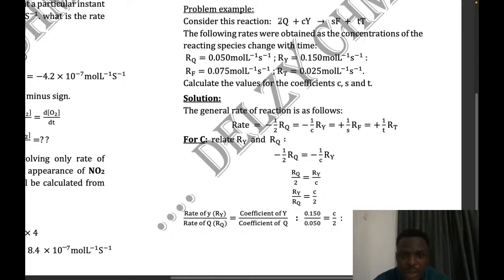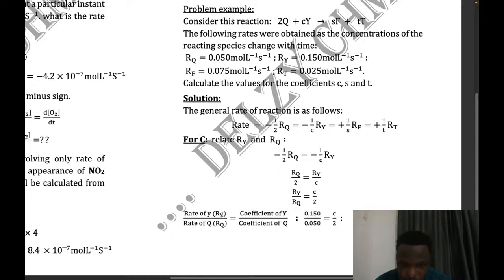Now look at what I was trying to explain here. They are just asking me to solve for my C, my S, and my T, these coefficients. So for me to do this, this is what I'm going to do. Just ignore this other part, let's look at this. I want to solve for C. C is actually the coefficient for Y on the reactant side. So I'm going to compare Y and Q. Why? Because Q has a known coefficient, Y does not have a known coefficient, but Q and Y have a rate. So I will say rate of Y, which is Ry, all over rate of Q, which is Rq, equals coefficient of Y all over coefficient of Q.